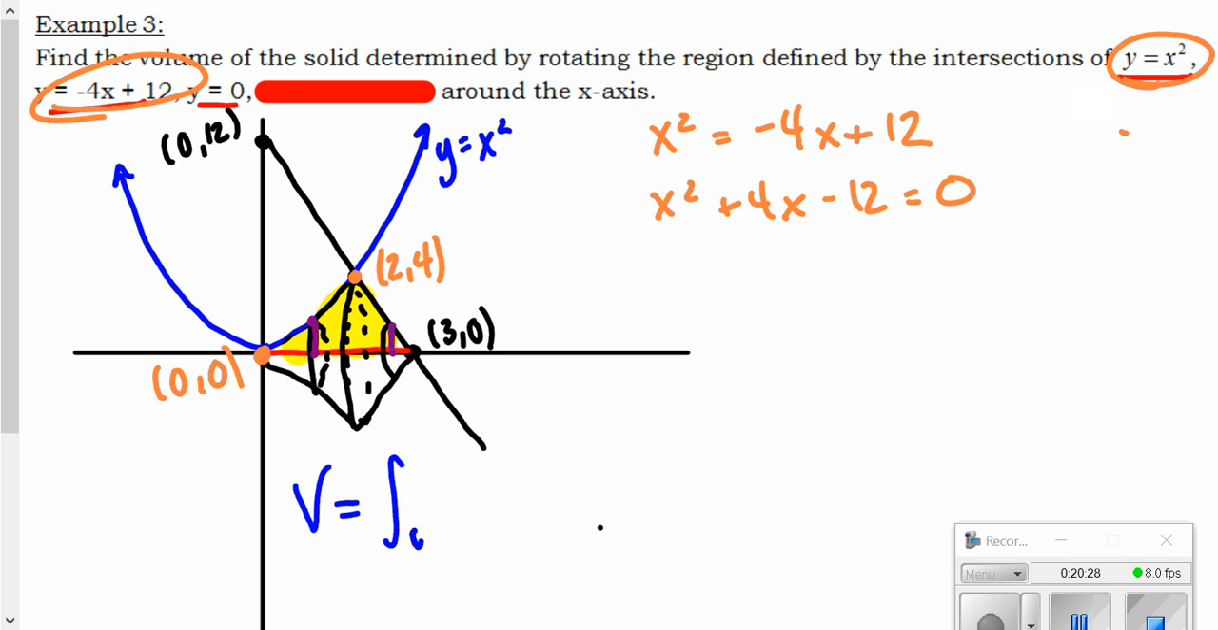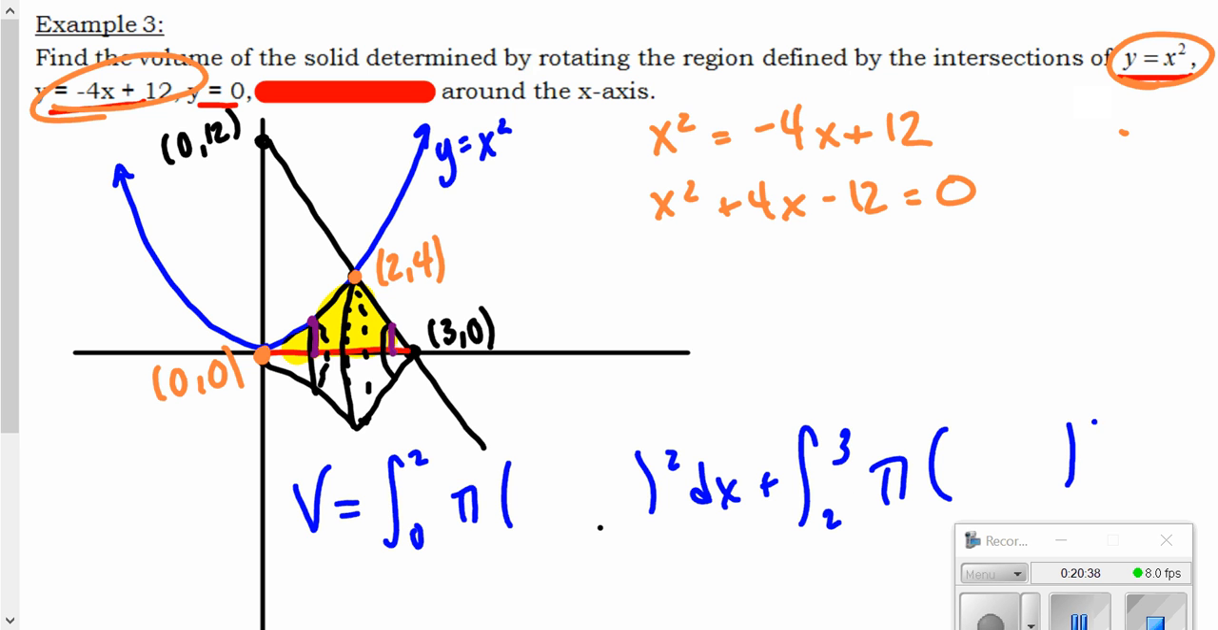So here, from 0 to 2, we're going to have pi r squared, and then as well, from 2 to 3, we're going to have pi r squared, but our radius is going to change. From 0 to 2, our radius is the x squared function, and this time I am going to write the minus 0, just for clarity, right? This is the top, this is the bottom. That is how you find vertical distance. This purple line, I'm going from the parabola down to the x-axis.